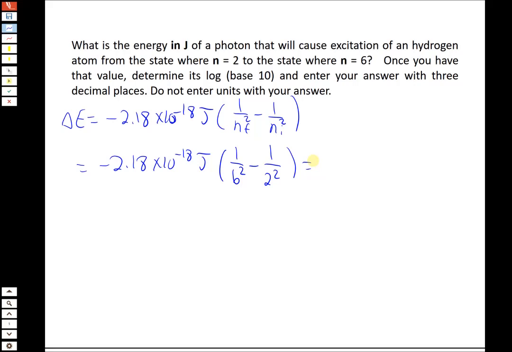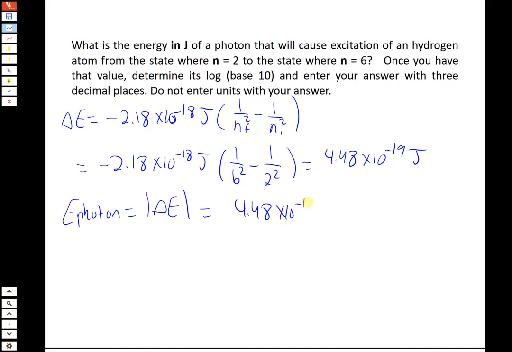And what we come up with for that delta E is going to be 4.48 times 10 to the minus 19. And that should be a positive number because we're going from a lower n value to a higher n value, so the energy of the electron is increasing, meaning its delta E is positive. But here we're looking for the energy of the photon, but that's not going to require any additional math, because whenever we do a transition in a hydrogen atom, the energy of the photon that is either absorbed or emitted is equal to the absolute value of our delta E. So even if we'd gotten the sign wrong here, we still get the right answer for photon energy, which is 4.48 times 10 to the minus 19 joules.